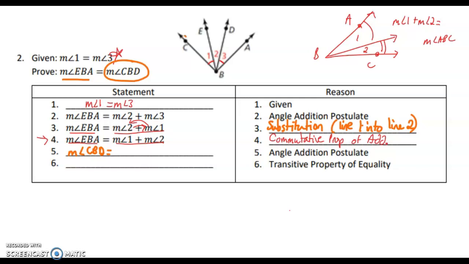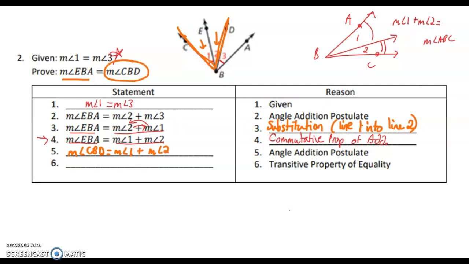So measure of angle CBD, let's kind of highlight that. CBD is right here. All right, and so it equals this angle, angle 1, plus this angle, angle 2. And that is the angle addition postulate.